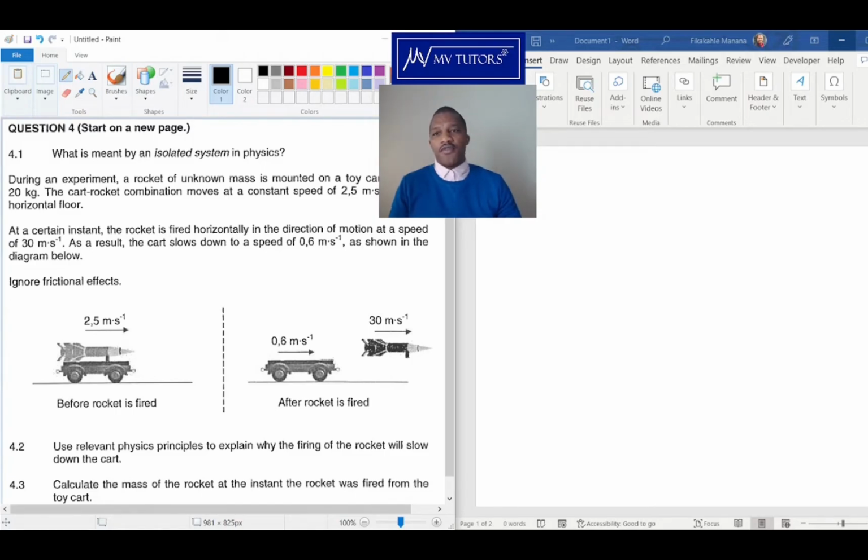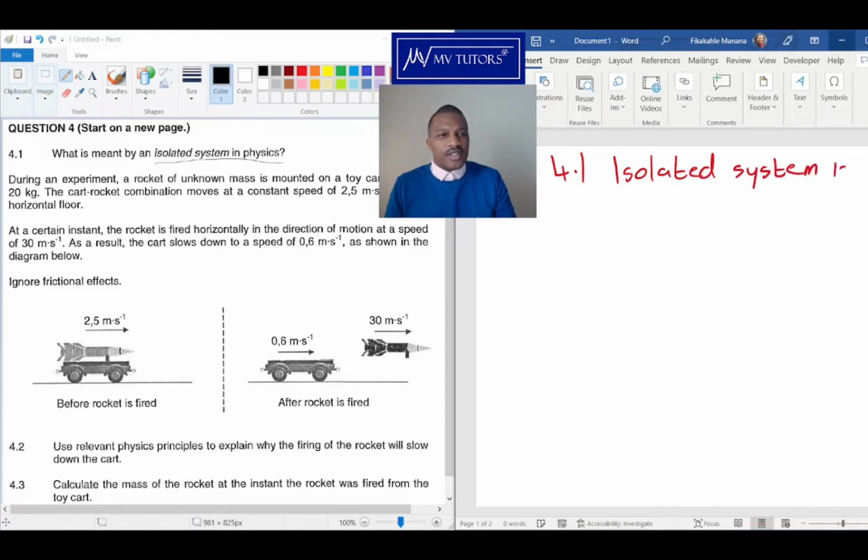We're in question number 4 now, and the first question says, what is meant by an isolated system in physics? That's cool. We can jam that. So we're on question 4.1. Let's just write that. An isolated system.